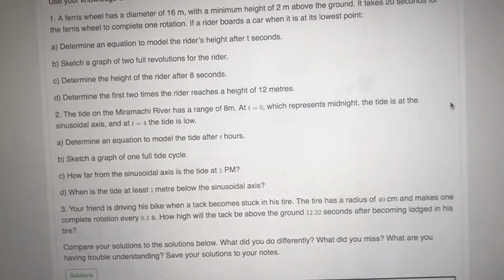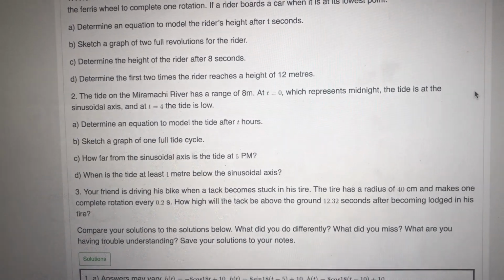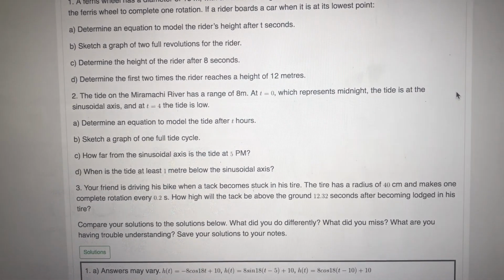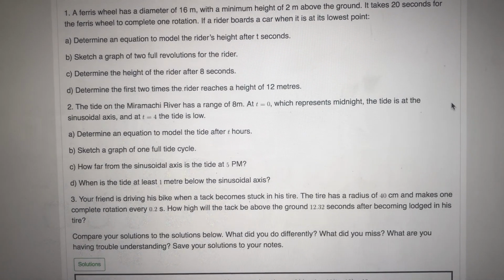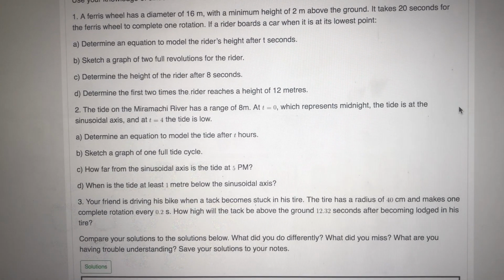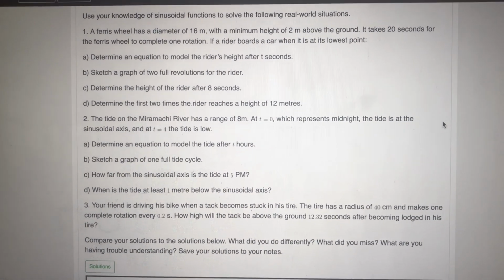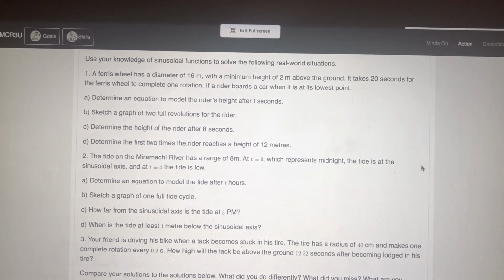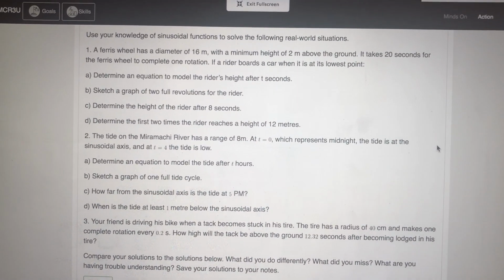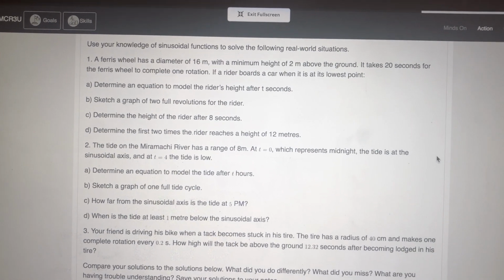Okay, so for question 2, it says the tide of the Miramachi River has a range of 8 meters. At t equals 0, which represents midnight, the tide is at the sine axis, and at t equals 4, the tide is low. So our time here, it doesn't state it, but it's in hours. Part A says, determine an equation to model the tide after t hours.